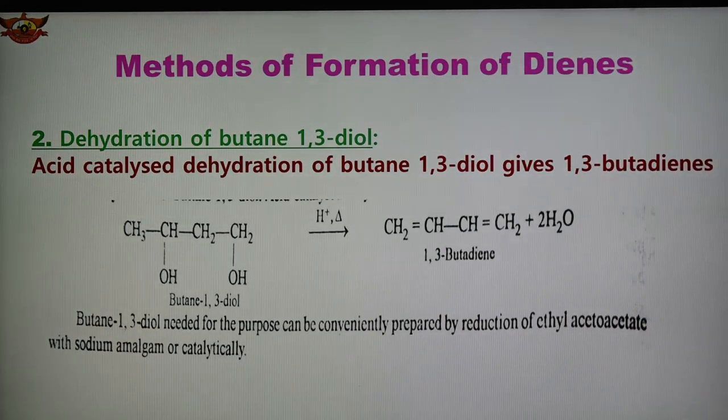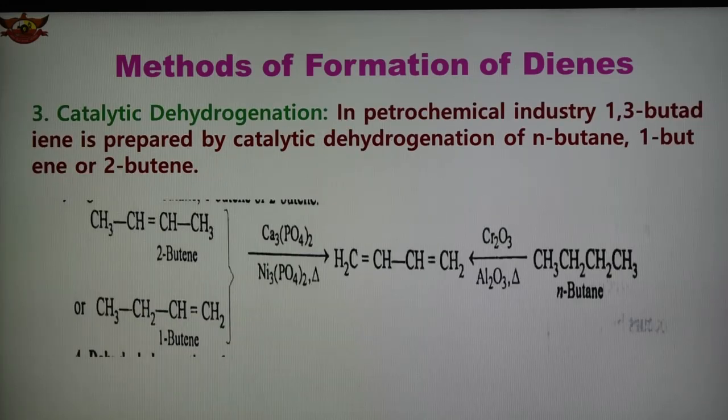This compound, which is required for this purpose, is prepared by reduction of ethyl acetoacetate with sodium amalgam or catalytically. So first we have to prepare butane-1,3-diol, and from this, by acid catalyzed dehydration, we get 1,3-butadiene. This is the important second method, the dehydration of butane-1,3-diol. The third important reaction for dienes is catalytic dehydrogenation. The name of the reaction is catalytic dehydrogenation: de means removal, so removal of hydrogen.